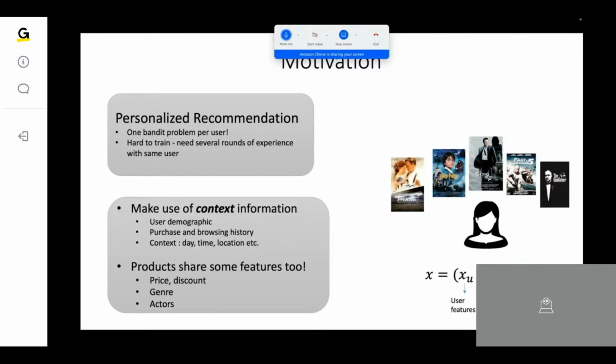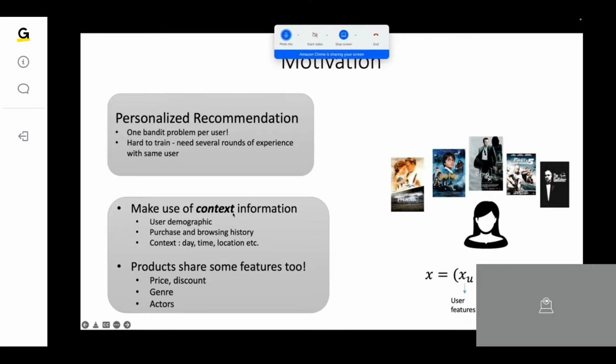The other reason is it is also wasteful because users may have a lot of similarity among themselves, based on their preferences. And once we know about one user, we have sufficient information about users who are very similar to that user, right? So we don't really need to train independent models for them.